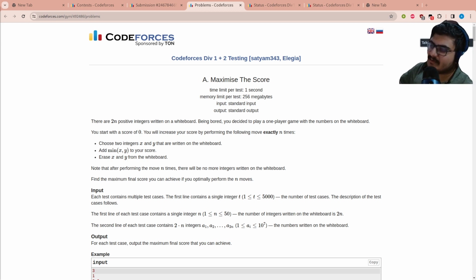Being bored, you decided to play a one player game with the numbers on the whiteboard. You start with a score of 0. You will increase your score by performing the move exactly n times. Choose two integers x and y that are written on the board, add the minimum of x and y to your score, and erase x and y from the whiteboard. Note that after performing the n moves, there will be no more integers written on the whiteboard. Find the maximum final score you can achieve if you optimally perform the n moves.